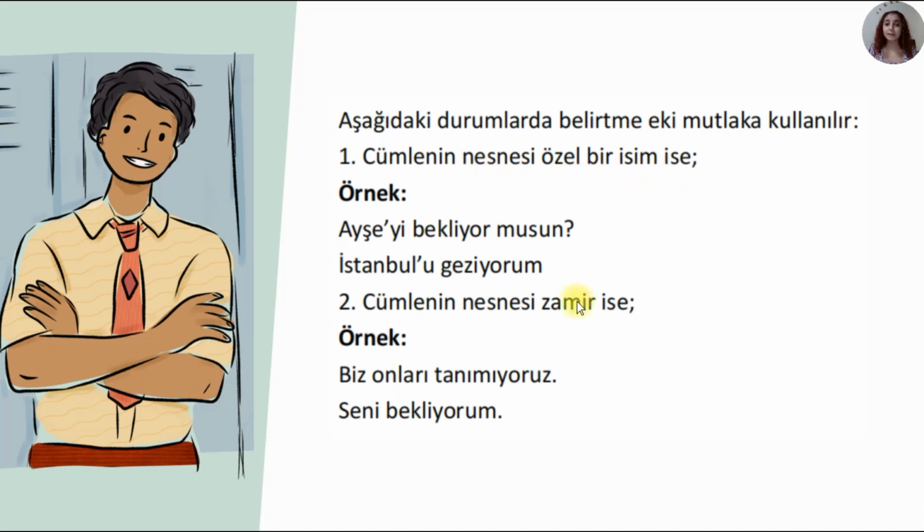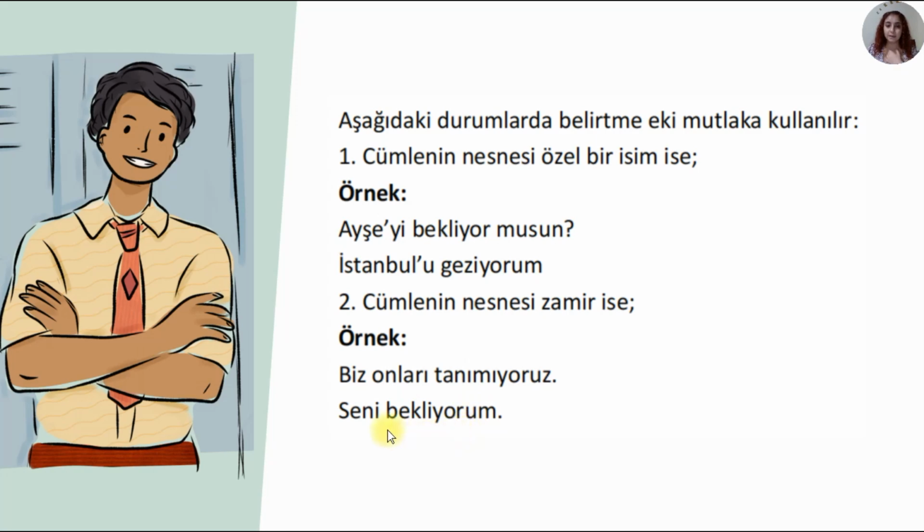Okay. Second condition. The object of the sentence is a pronoun. Zamir ise. Zamir is pronoun. Like this. Biz, we, is the subject here. Onları, them, tanımıyoruz. We don't know them. Seni bekliyorum. I'm waiting for you. Seni bekliyorum, because the subject here is I.